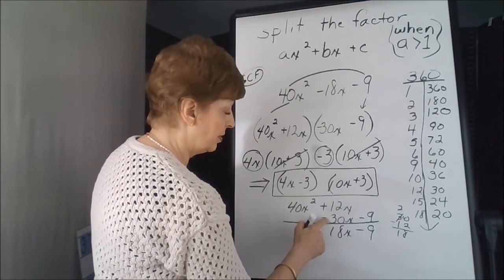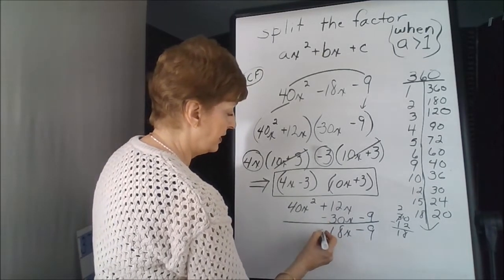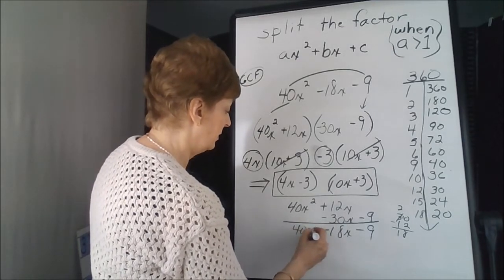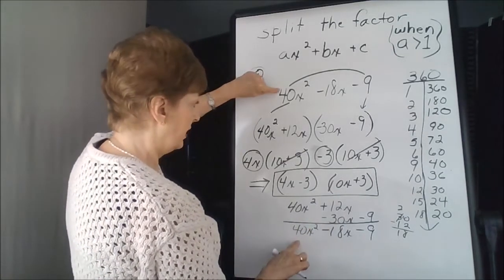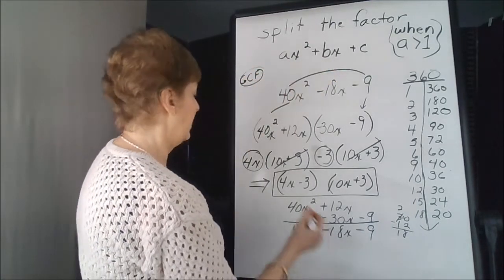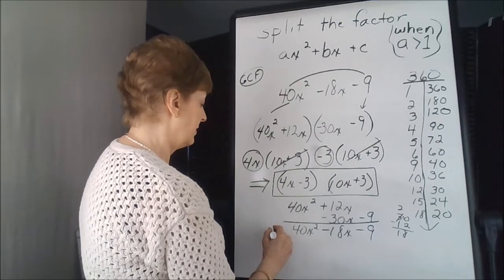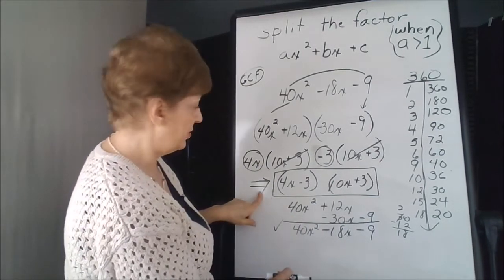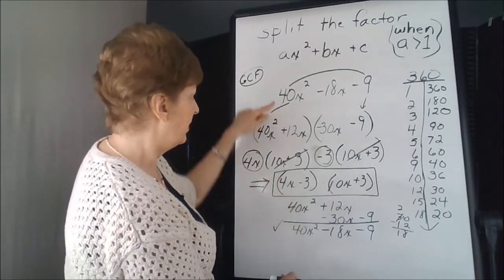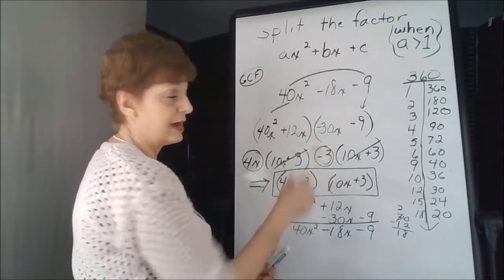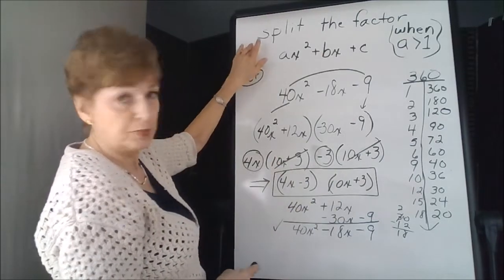The larger numeral is 30. We're going to copy its sign. And this is just a copy job. 40x squared minus 18x minus 9. Good, that checks. These were the factors of 40x squared minus 18x minus 9. Splitting the factor.